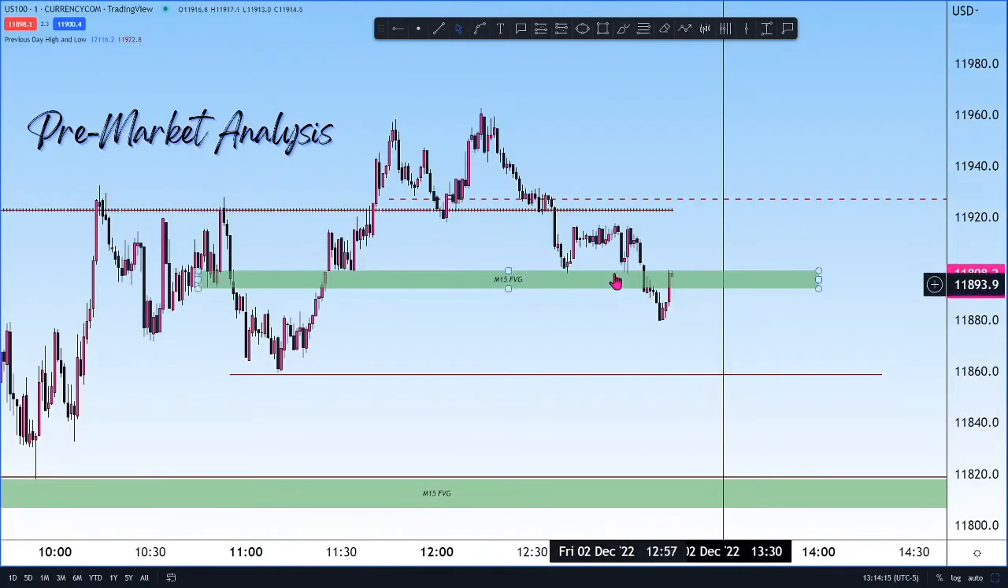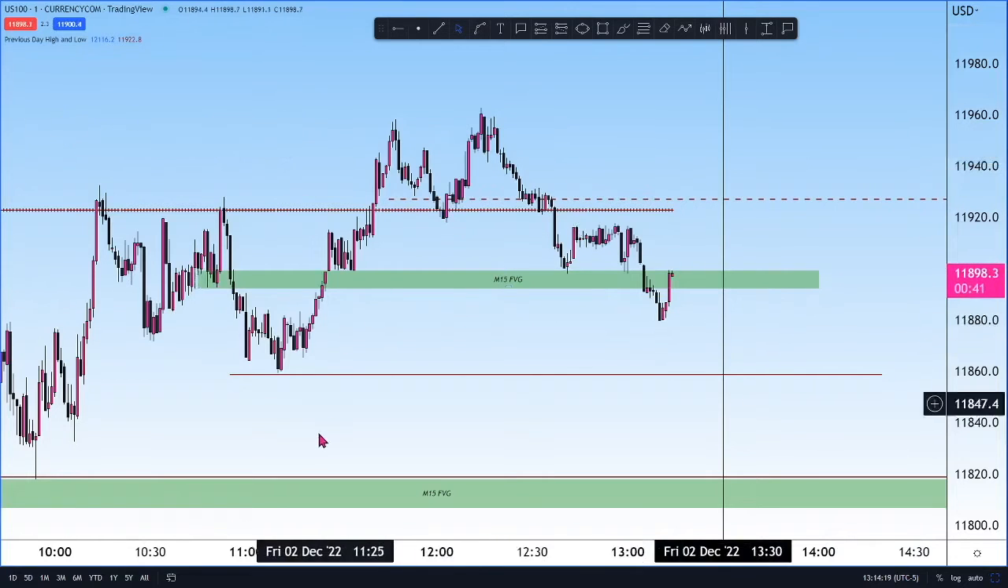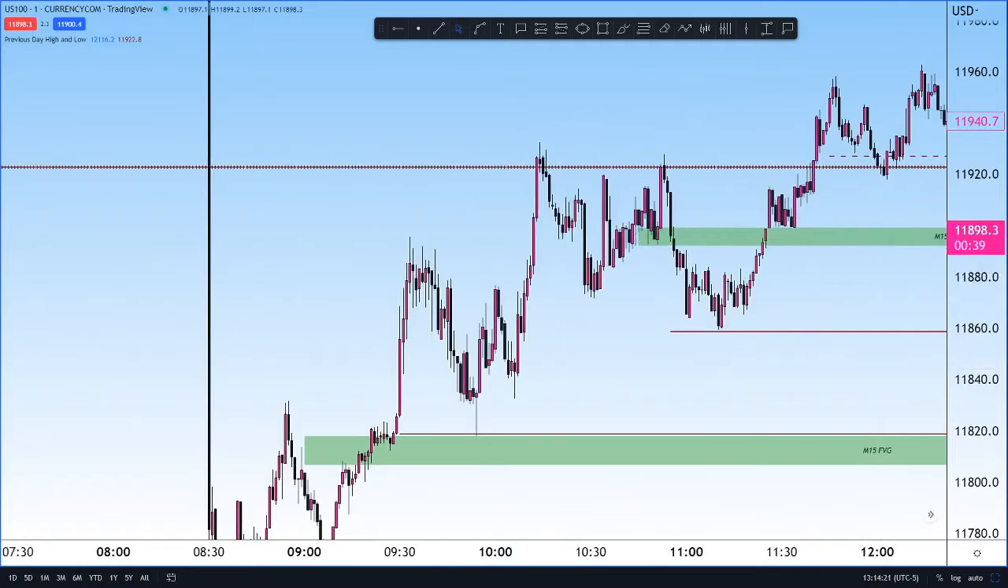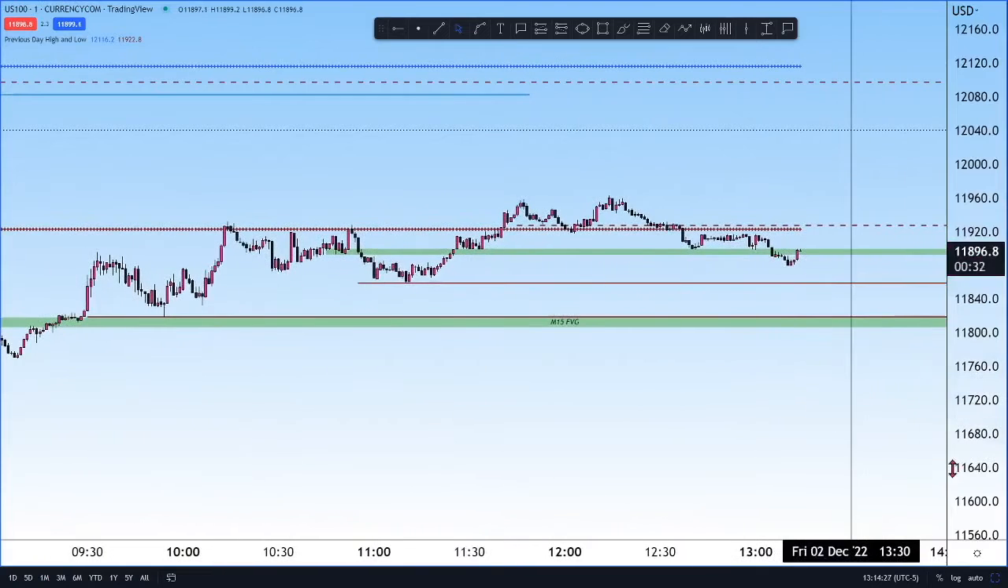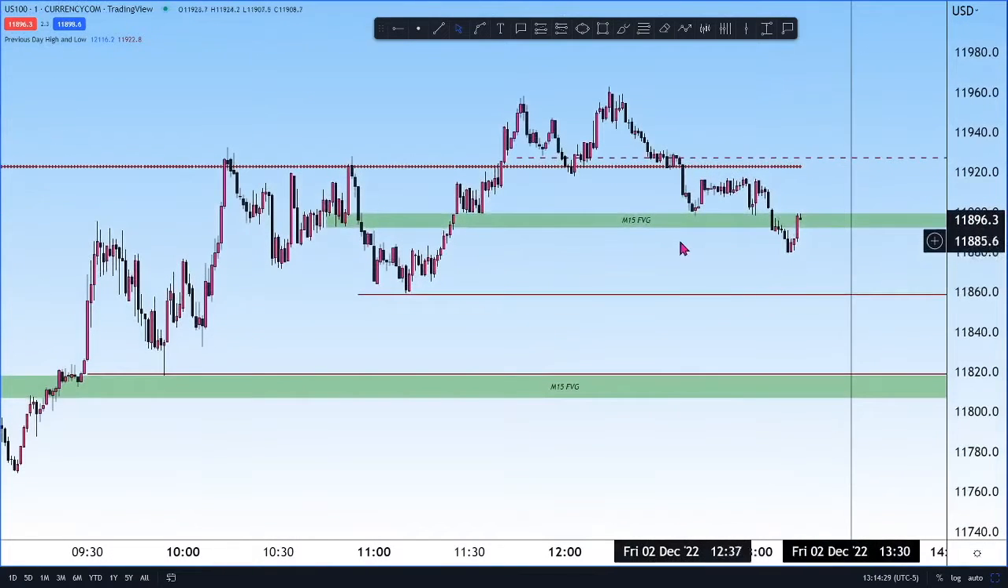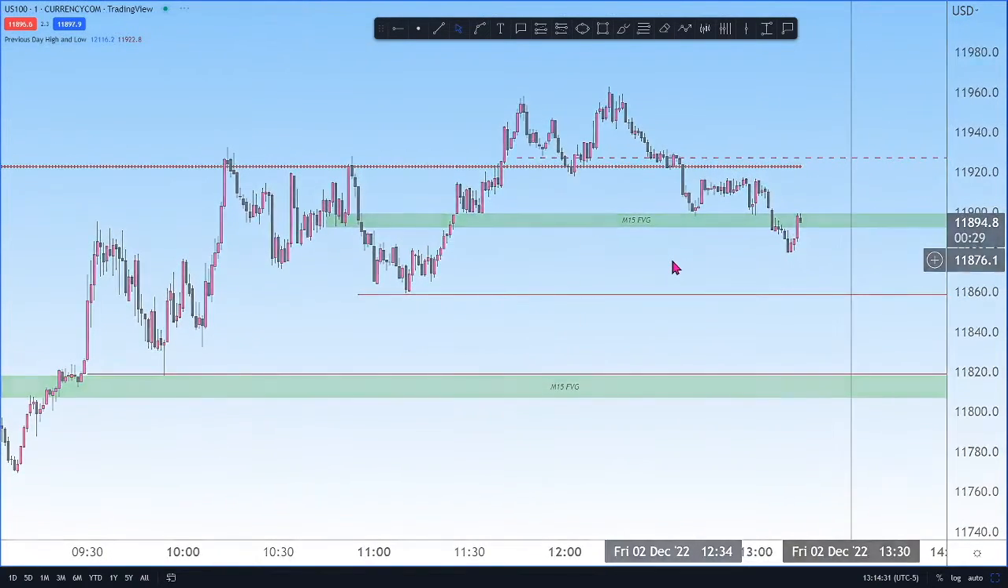Alright, what's up traders? Today is Friday, December the 2nd. We had NFP earlier today, which was this big move here. And now we're coming into the afternoon session. So let's start on the daily time frame.